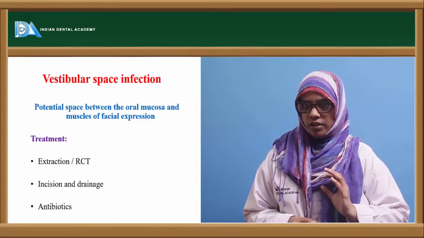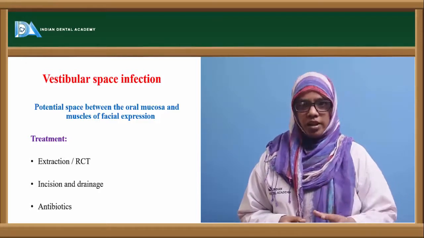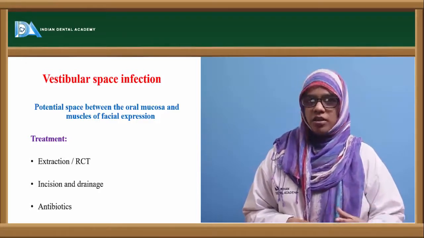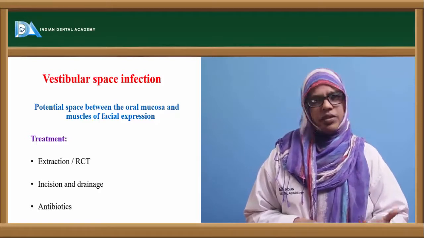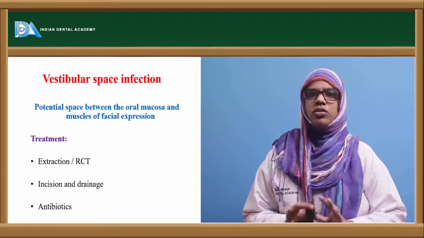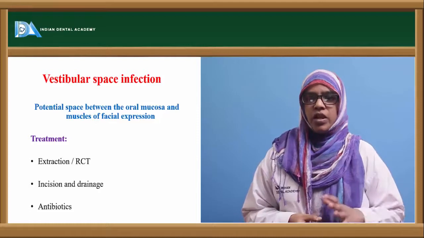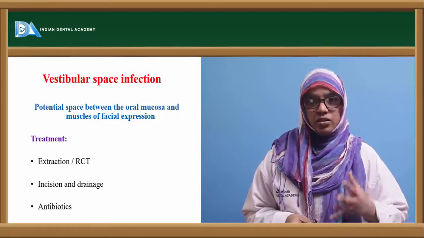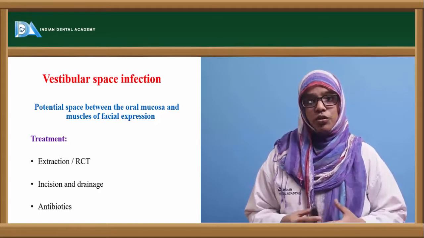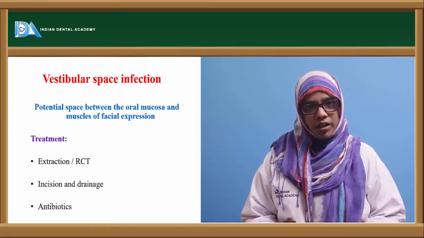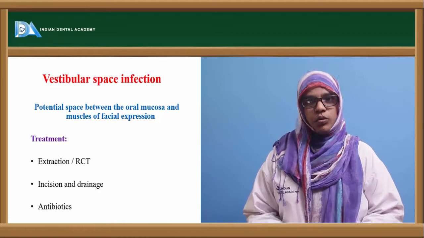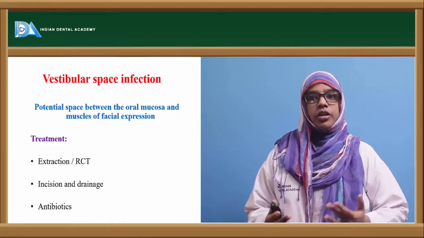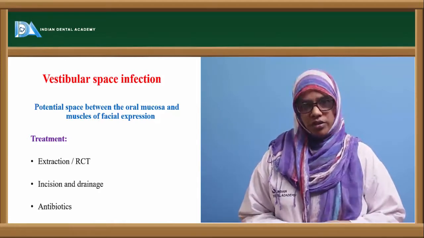This area will be inflamed, soft and tender. If it is large, it could cause extraoral swelling. If it is small, extraoral swelling is not there, just intraoral swelling is there. Now, how do you treat it? You have to remove the offending cause, that is the carious tooth. If you can restore it, do a root canal treatment, and you can drain the space through the canals. Or if you cannot restore it, do an extraction.